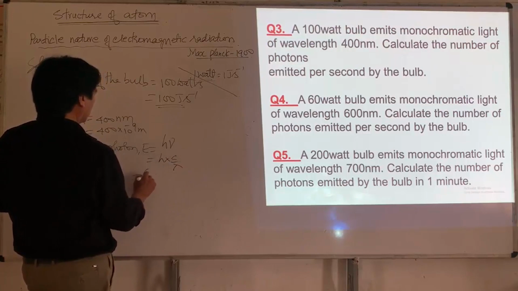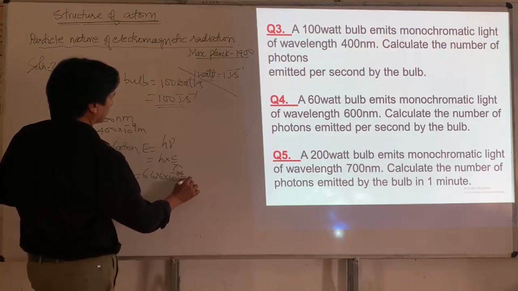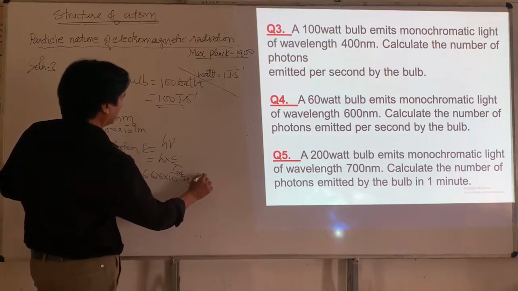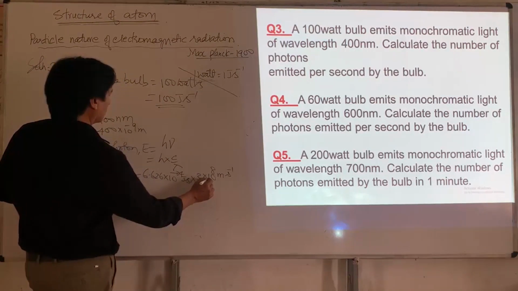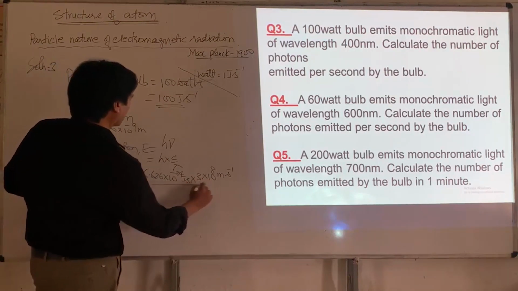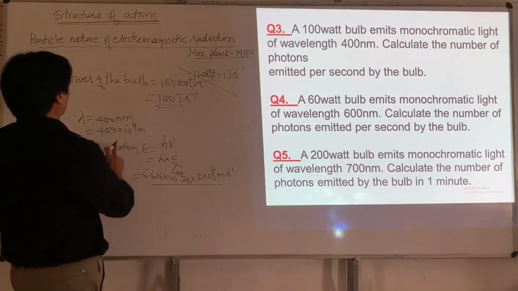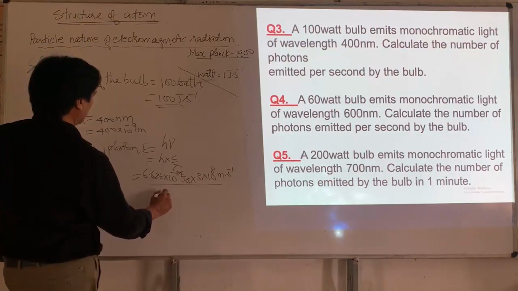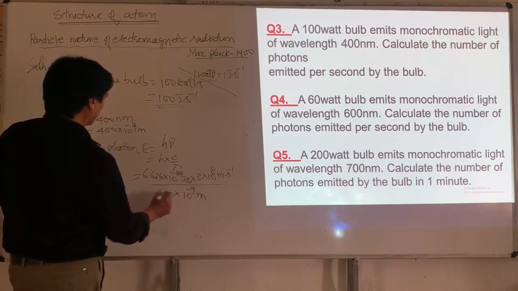So your h is 6.626 into 10 raised to the power negative 34 joule second, into the speed of light, which is 3 into 10 raised to the power 8 meters per second. The whole thing is then divided by the wavelength, which is 400 into 10 to the negative 9 meters.